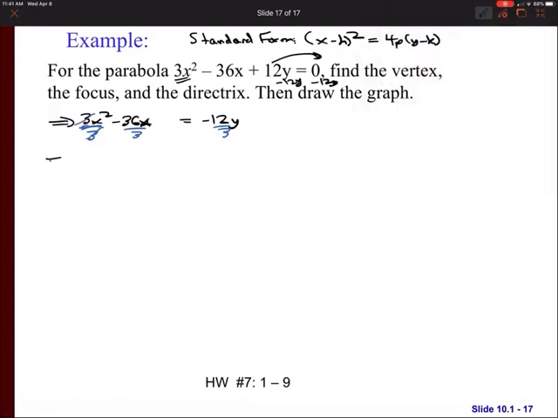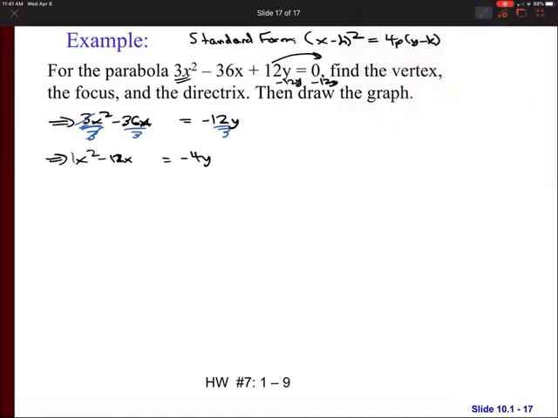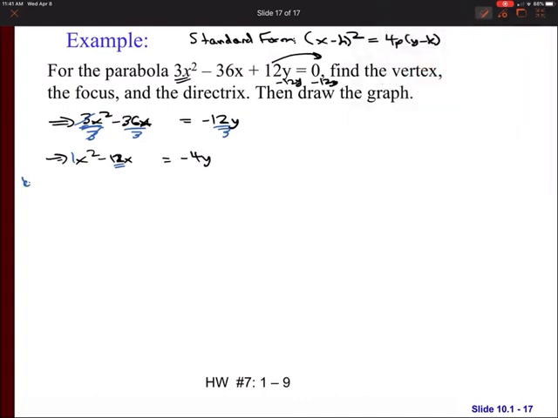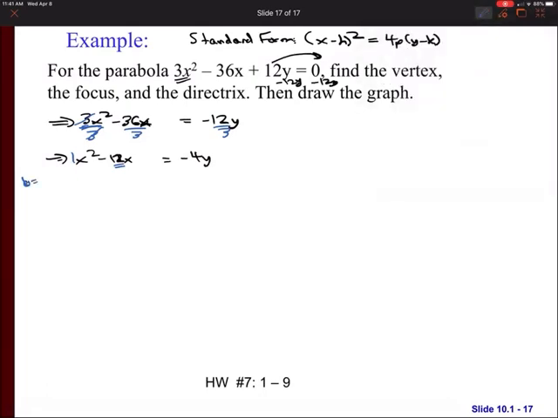So now our equation reads x squared minus 12x, 36 divided by 3 is 12, equal to negative 4y. And now we like it. Now we're ready to go. The coefficient of x squared is 1, so there's our value of b. So b holds a value of what? Negative 12.